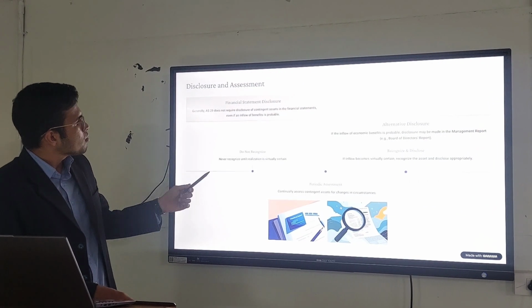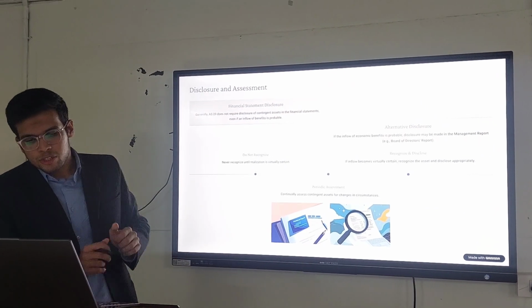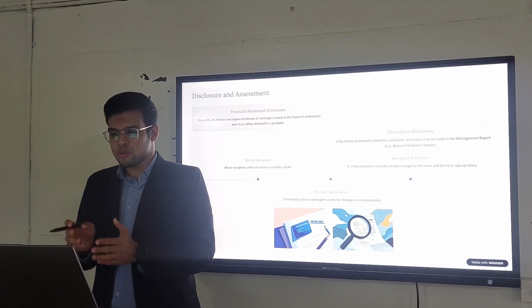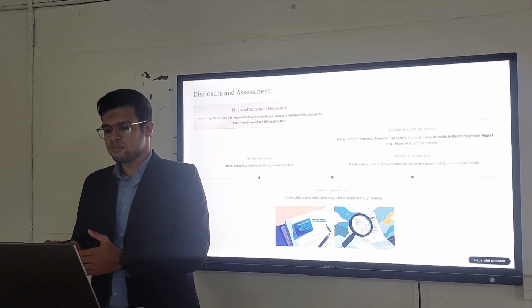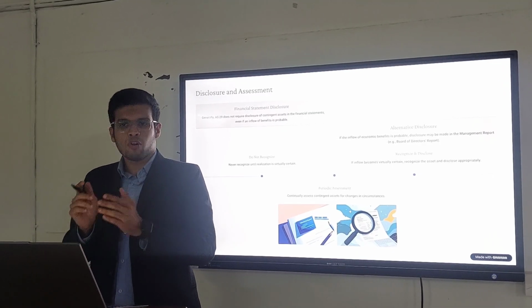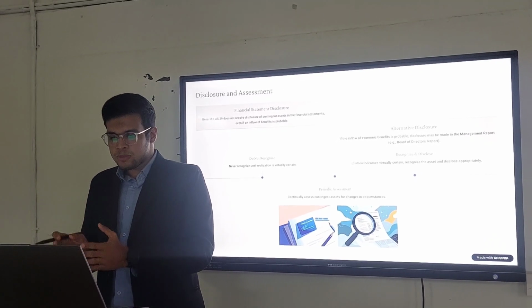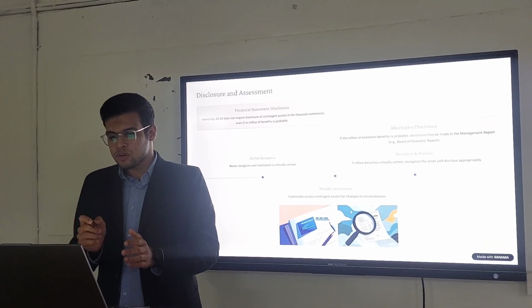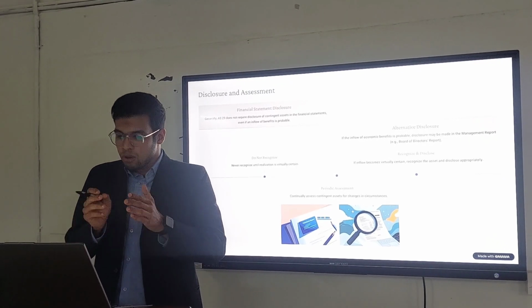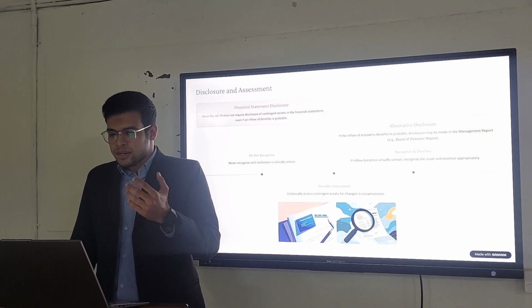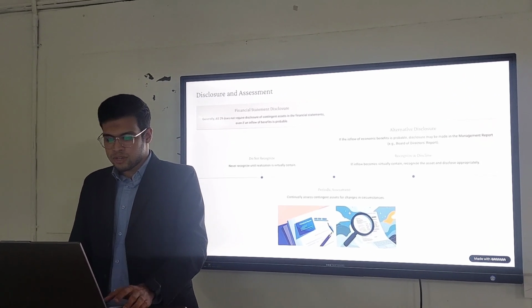Disclosure and assessment. Financial statement disclosure: no disclosure required. AS29 generally does not require disclosure of a contingent asset in the financial statements. Even when an inflow of benefit is probable, the management report may be used. When the inflow of economic benefit is probable, disclosure may be made in the report of the approving authority, such as the board of directors, rather than in the financial statements themselves.